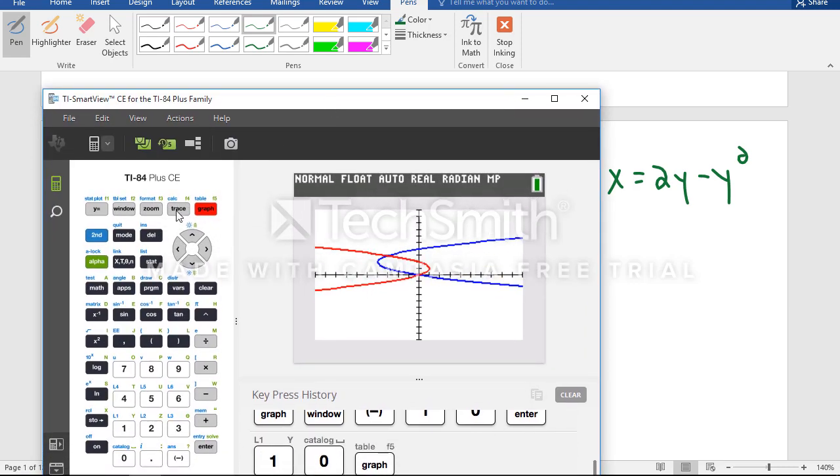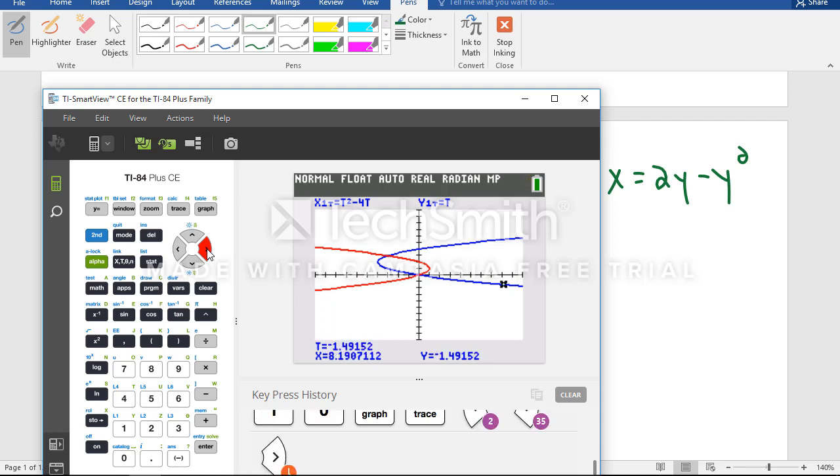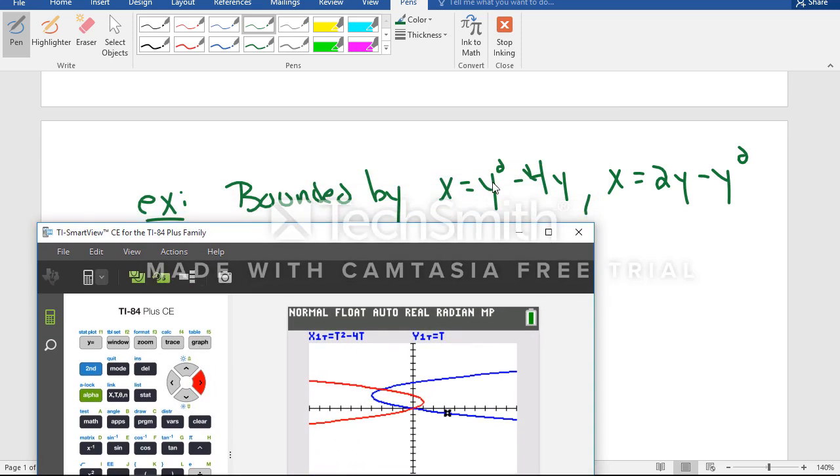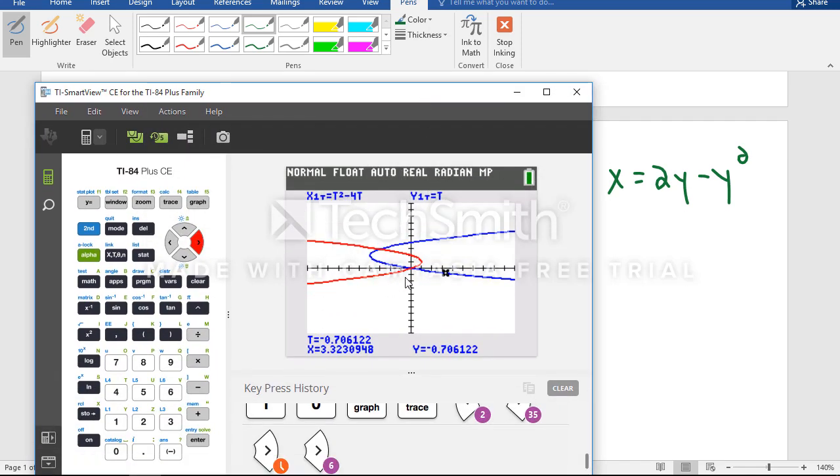And if you keep this in mind on my calculator, I can hit trace, and I can hit my right arrow. Now here's what it's doing. It's tracing as t increases. So let me move a little quicker. And as t increases, there's my curve opening up, right? So that was this curve right here, y squared minus 4y. And we can see that one there, right? There's the parabola opening up.